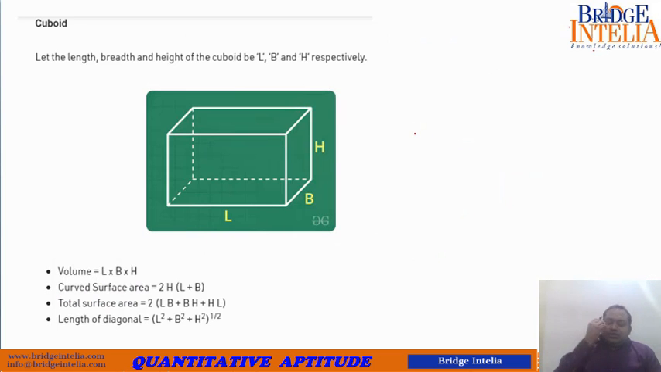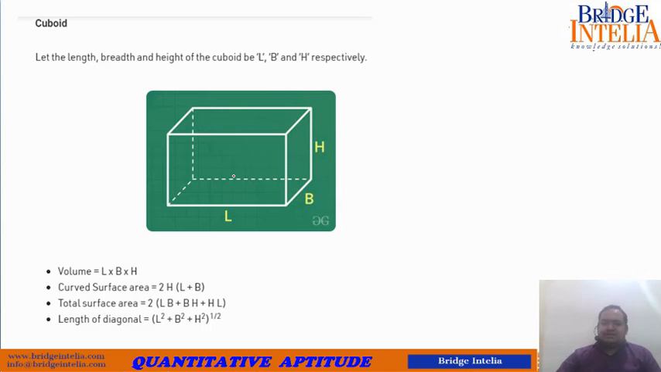Now cuboid. A cuboid is very similar to the cube, with the only difference being that all its 3 sides are not of the same length. That means A is not equal to B is not equal to C, or length is not equal to breadth is not equal to height. But the formulas will still be the same, only the values will change. Volume is given by length into breadth into height. So straight away L into B into H, because A, B and C are all different. Curved surface area is equal to 2 times height into length plus breadth.